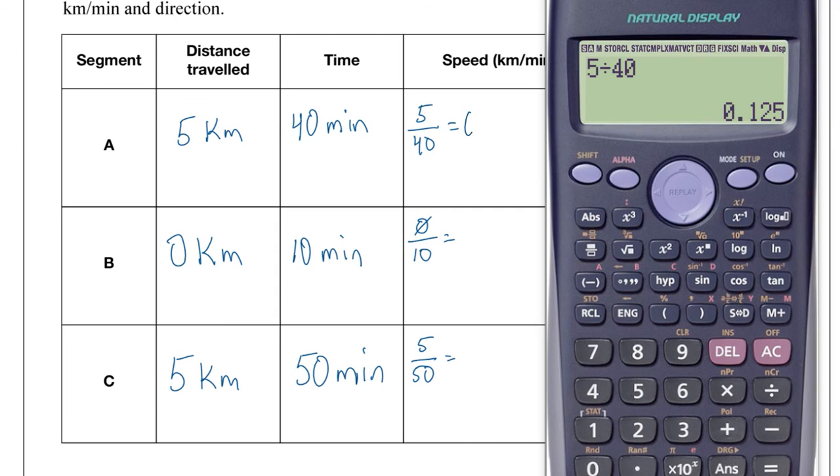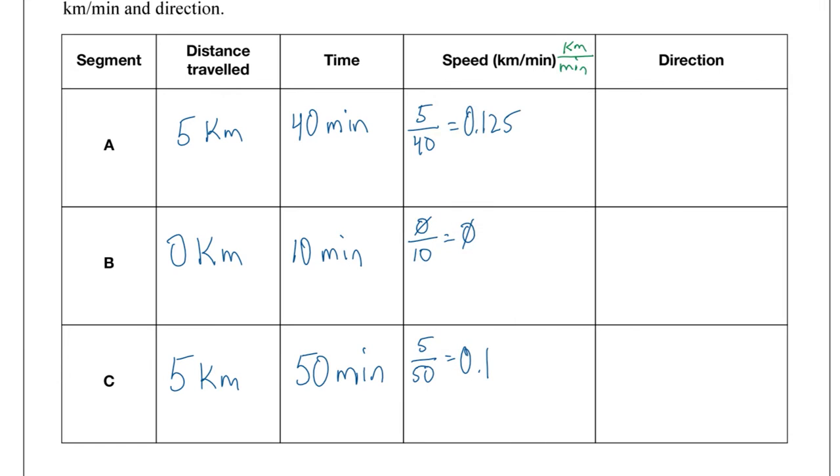So that's 0.125. 0 divided by 10, well, that's 0. And 5 divided by 50 is 0.1. And 0.125 is a bigger number. It's kilometers per minute. That's like kilometers per hour. It's just in minutes. So a bigger number means faster. That makes sense. I'm going to add in the units.